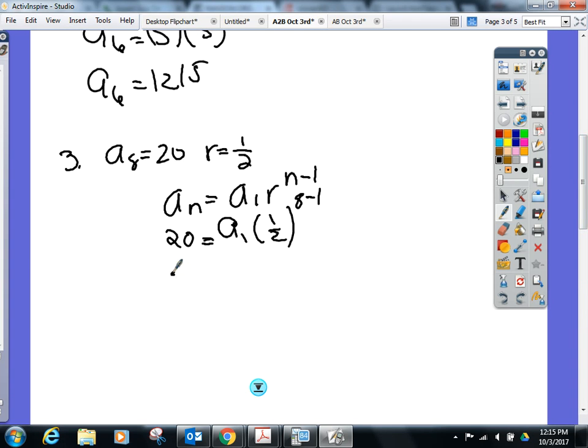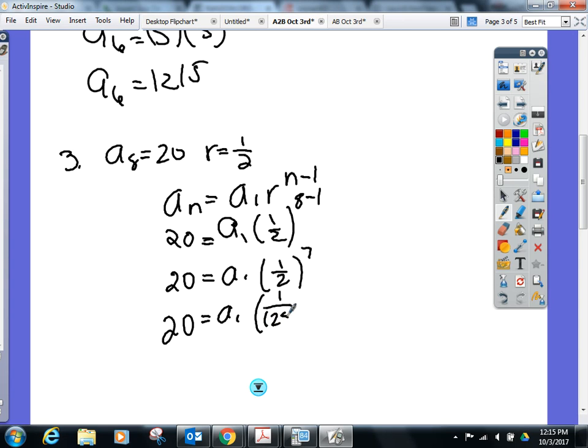All right, let's keep going. Here's how you do it algebraically. 1/2 to the 7th. 20 equals a sub 1 times, what was that? 1 over, what was it? 128? Okay.